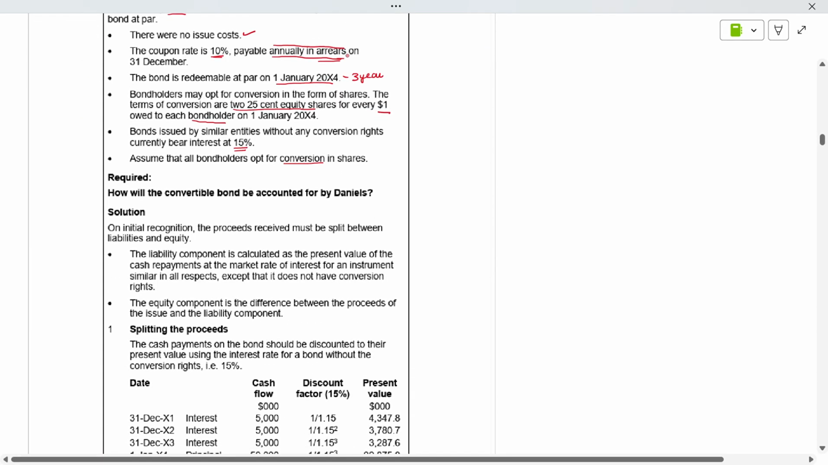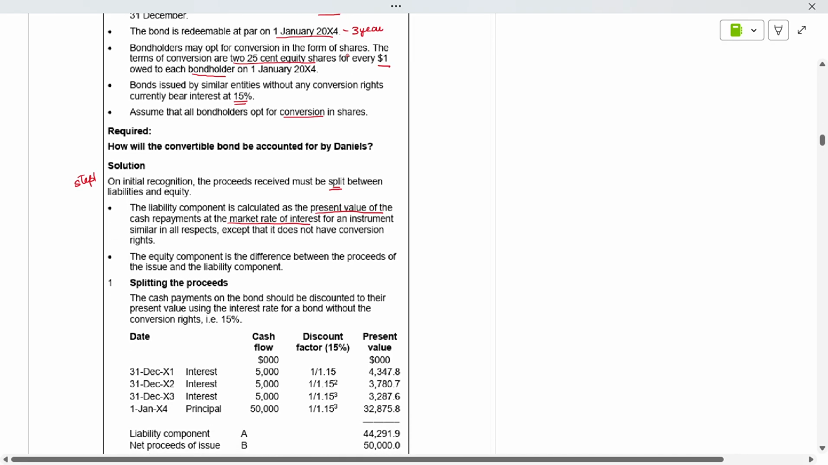On initial recognition, we have to calculate, we have to split. The steps are very clear. This is step 1: we have to split between equity and liabilities. How are we going to calculate the liability component? The present value of the cash payments discounted at the market rate.